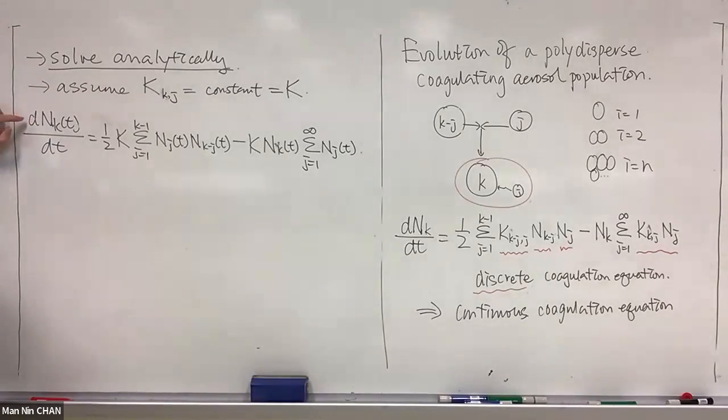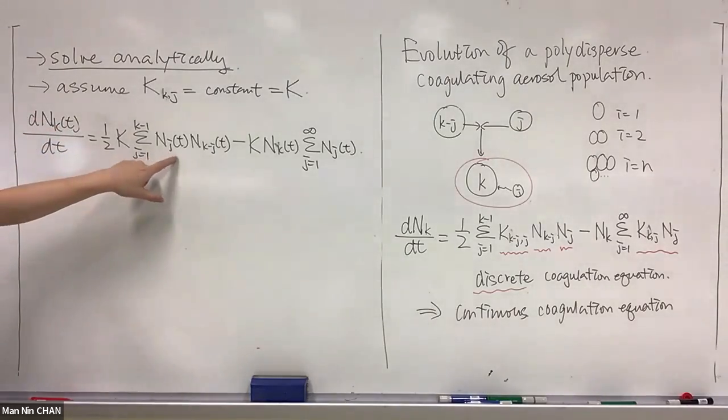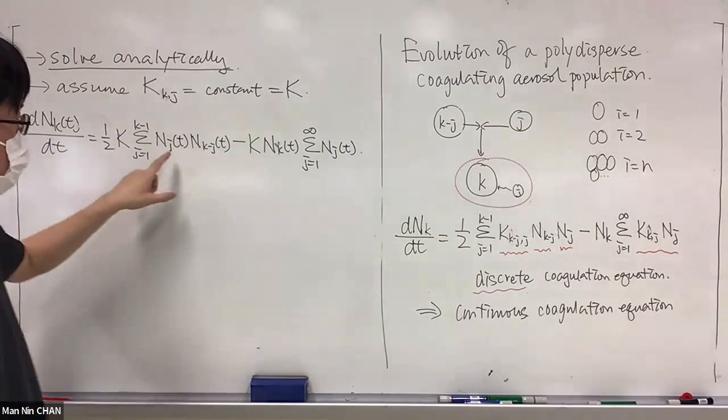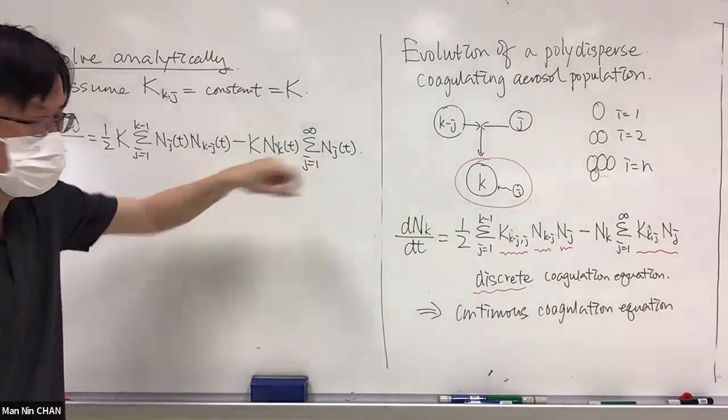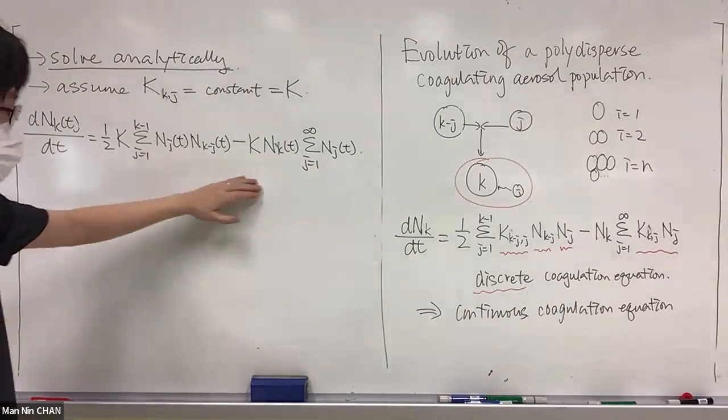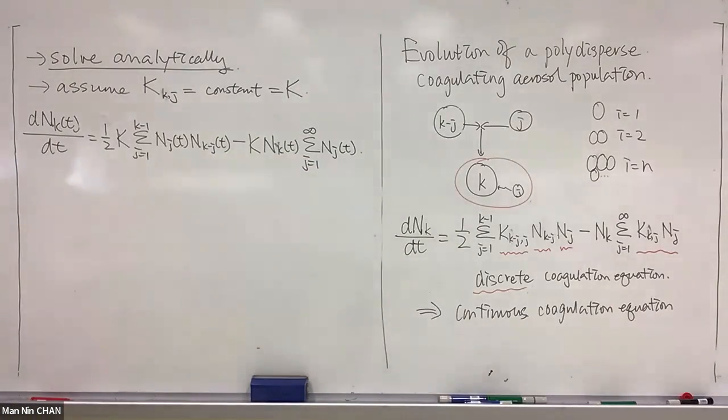So if you want to look at this equation, I just put the t here. That reminds us the concentration of your k will change with time. So it's a function of time, and also all this concentration, say the J or the K minus J, and also the K J here, is also a function of time. Okay. So now we just want to do some analysis.